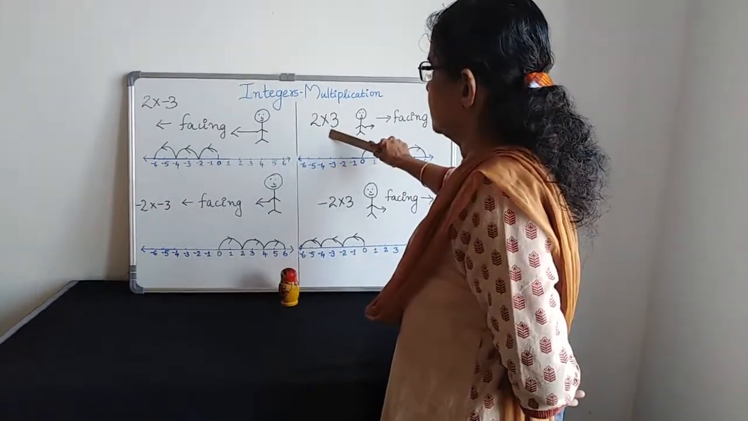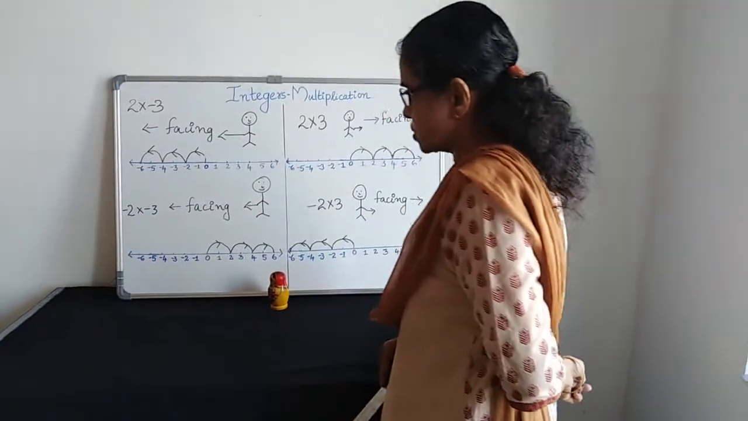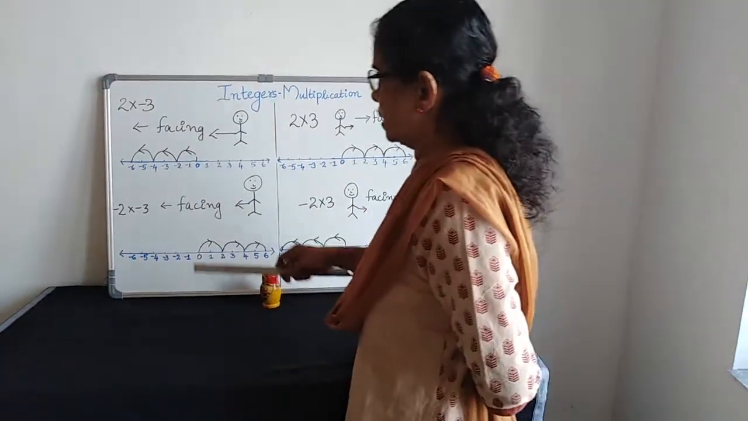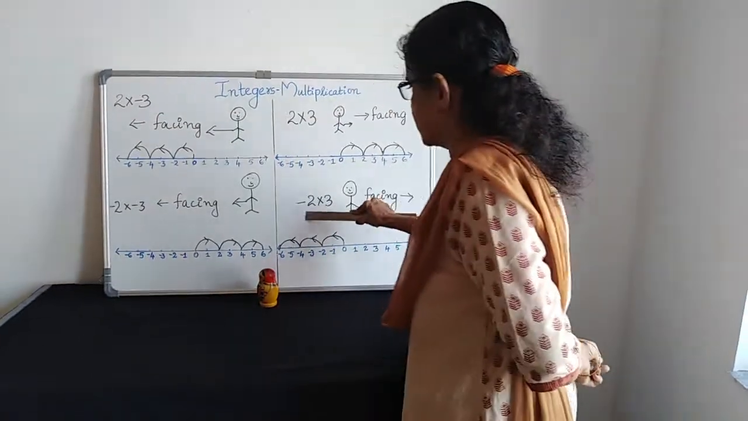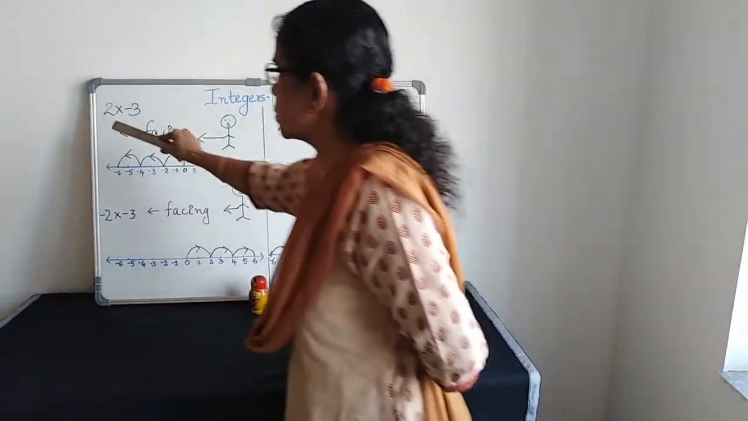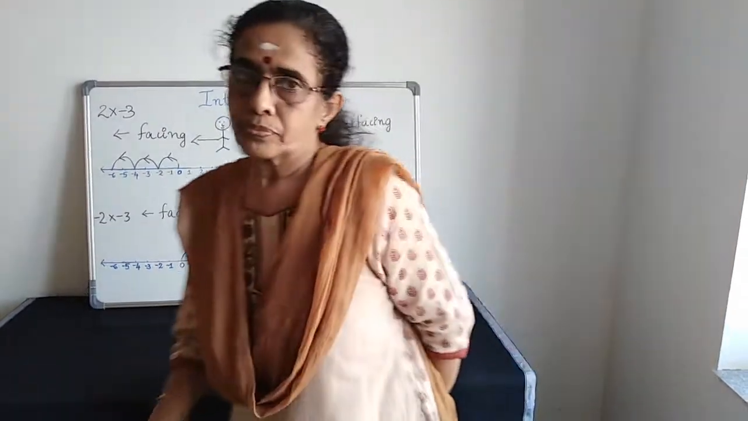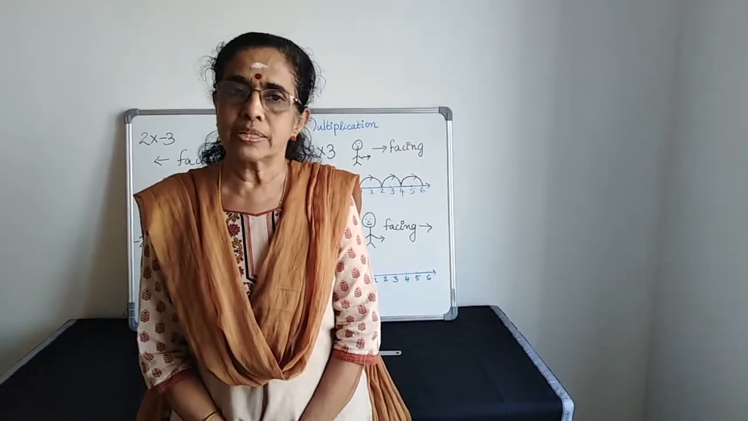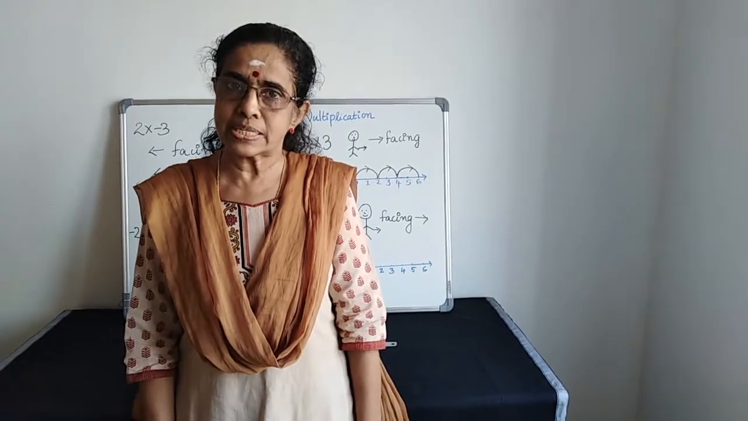Positive into positive, the result is positive. Negative into negative, the result is positive. Same sign, the result is positive. Positive into negative, the result is negative. Negative into positive, the result is negative. That means one is positive, one is negative, the result is negative. When we are considering two integers, if both are of the same sign, the result is positive. If one is positive and one is negative, the result is negative.